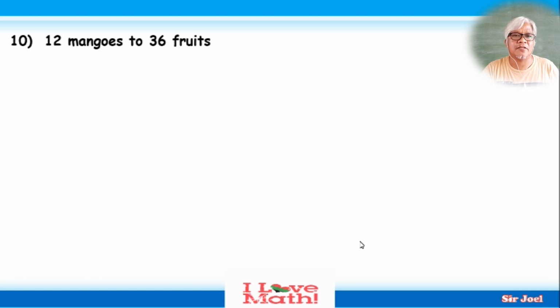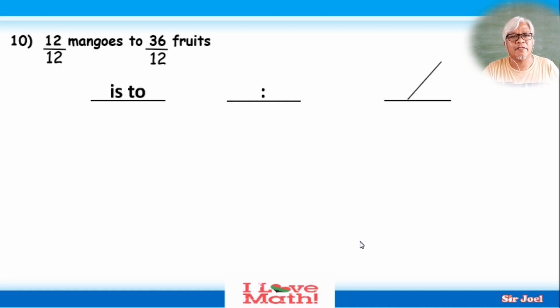12 mangoes to 36 fruits. We know that mango is a fruit. So, no need to convert. Pwede na tayong mag-direct. So, observe 12 and 36. Both divisible by 12. So, what is 12 divided by 12? And what is 36 divided by 12? So, yun ang sagot sa example number 10.